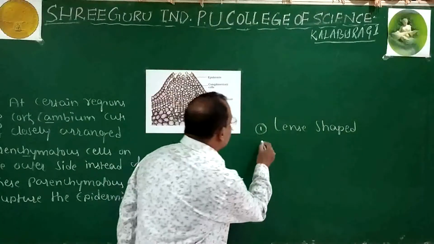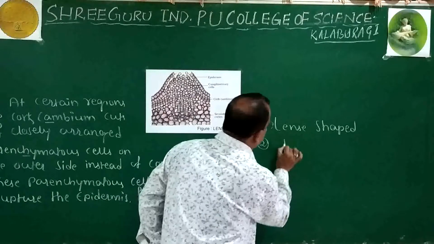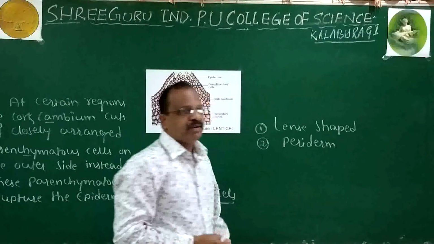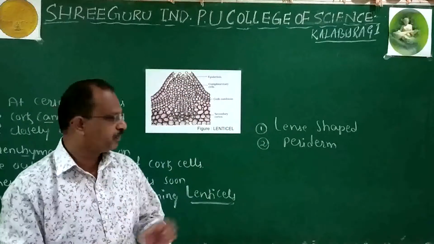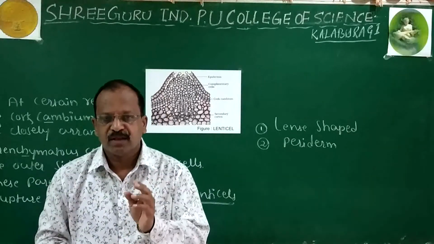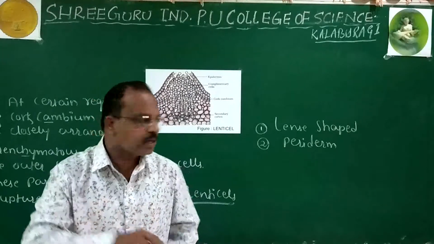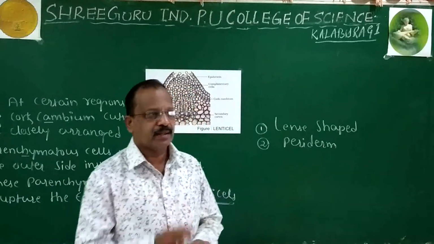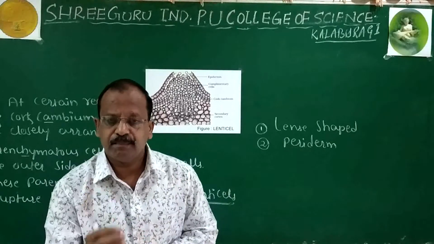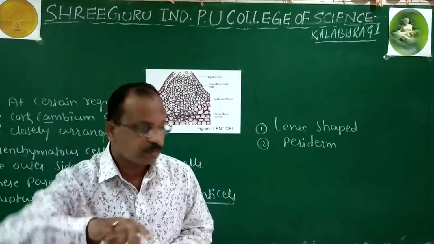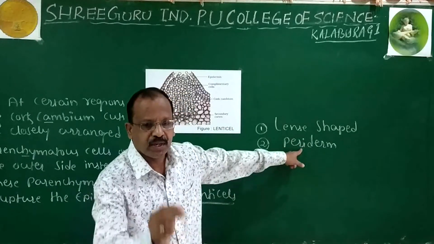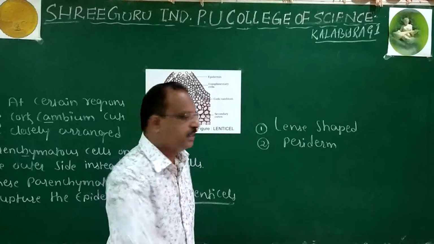Second point. They are produced during the formation of periderm. In my previous class, I covered this word periderm. Phellum, phellogen, phelloderm together constitute periderm. As already covered, peri means surrounding, derma means layer. So lenticels are produced during the formation of periderm.